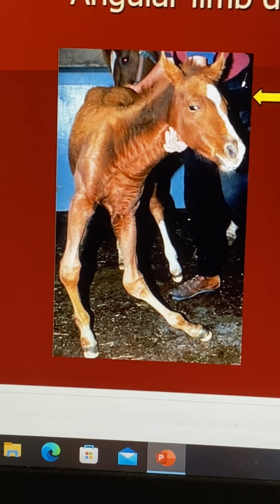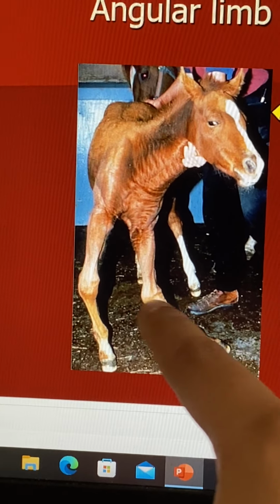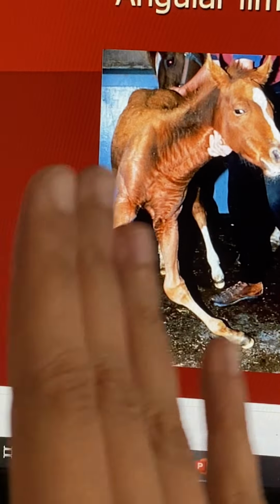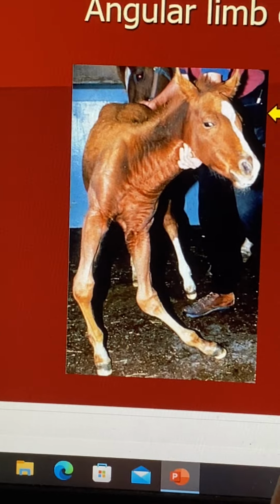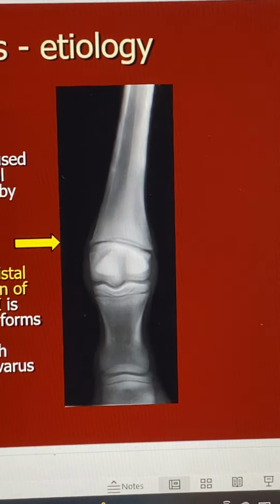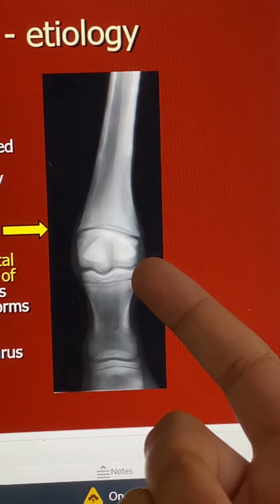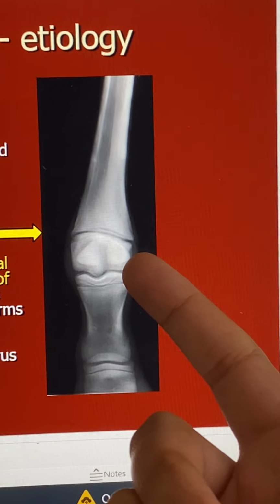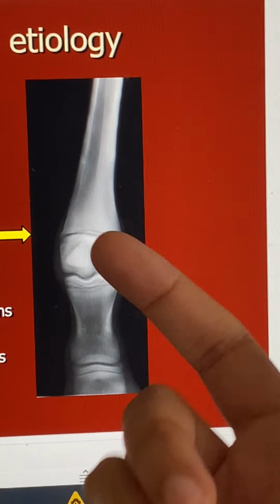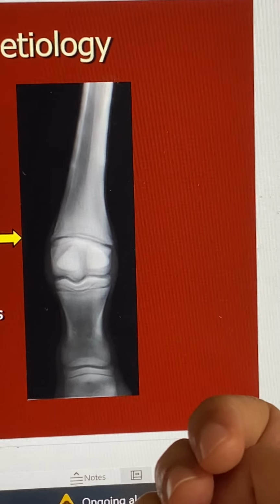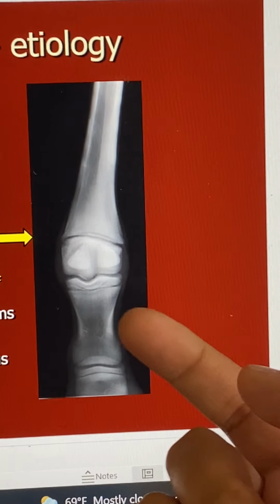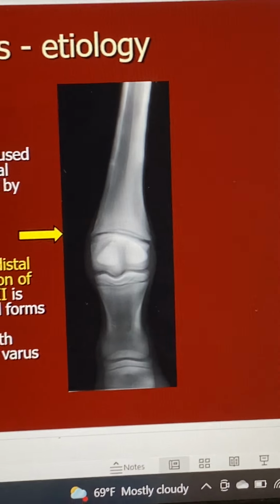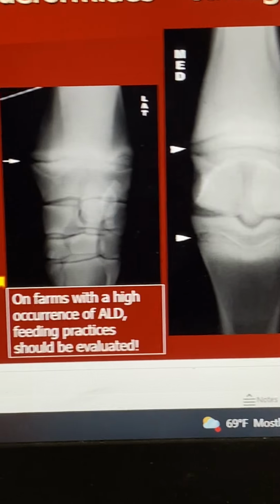You can also have laxity of the periarticular structures. Basically the articular regions have a lot of laxity there. They're really flexible, and it's caused by a hormonal imbalance or by intrauterine positioning. It also shows it here. What happens is you get aberrant intrauterine ossification of the distal physeal region of metacarpal or metatarsal 3, and this forms a triangular epiphysis with the fetlock joint, varus. We mentioned varus is, let me show you again, the medial turning. Okay, let me zoom out.